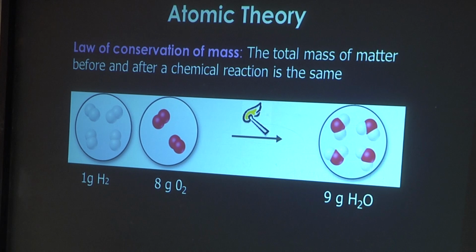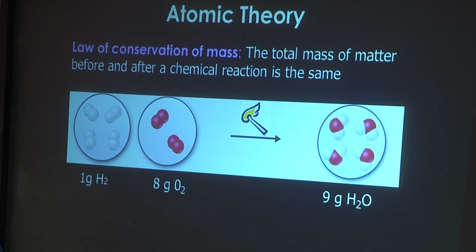This is the reverse reaction of the electrolysis reaction we saw, where water was broken down into hydrogen and oxygen. Here we have hydrogen, this is a combustion reaction, being burned in the presence of oxygen to give me water. If I have a certain mass of hydrogen and react it with a certain amount of oxygen, with no leftover hydrogen and no leftover oxygen, then the mass of what I started with and the mass of the water I get at the end have to be the same. Total mass of the matter before and after a chemical reaction is the same.